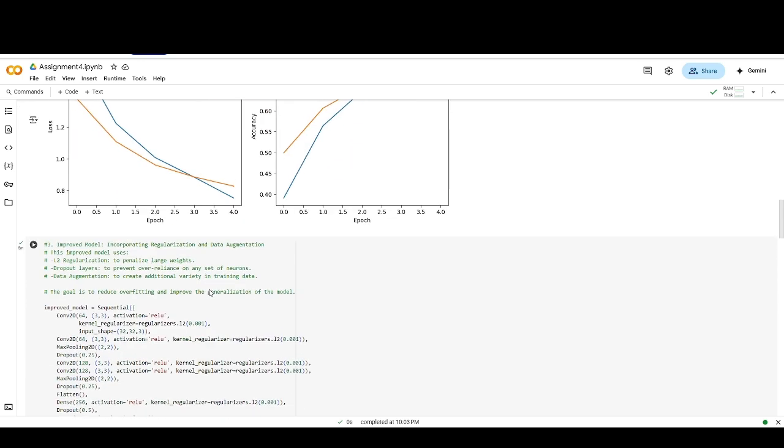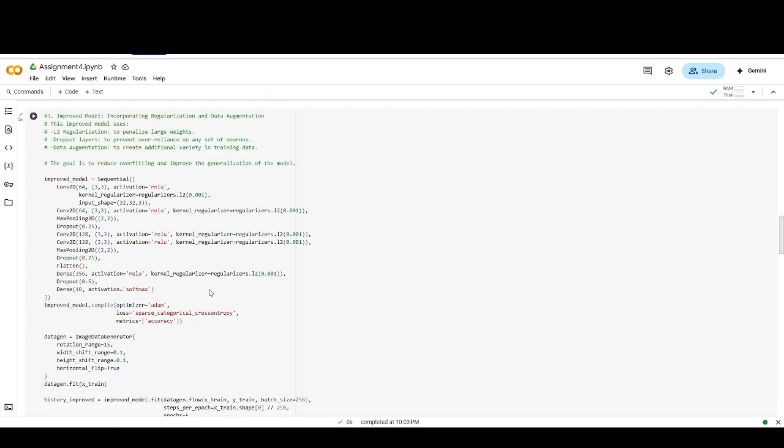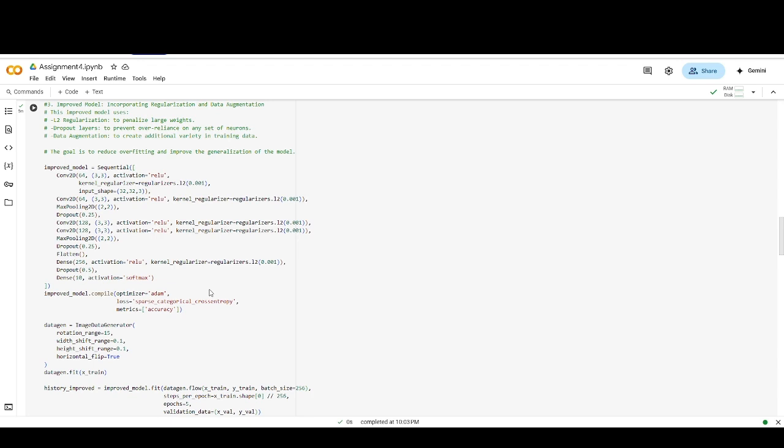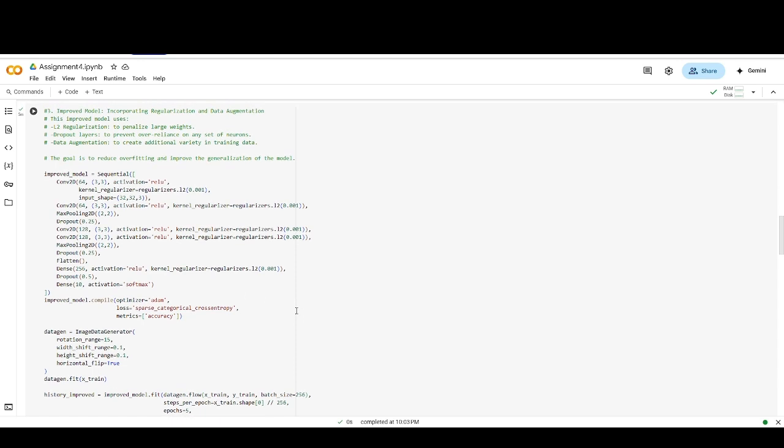So next up, I built an improved version of the model. This model includes two major changes. One is regularization and the next is data augmentation. So here I added L2 regularization to some layers, which adds a small penalty to the large weights. So this makes the model simpler and less likely to overfit.